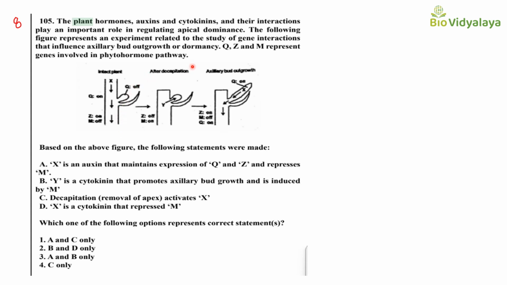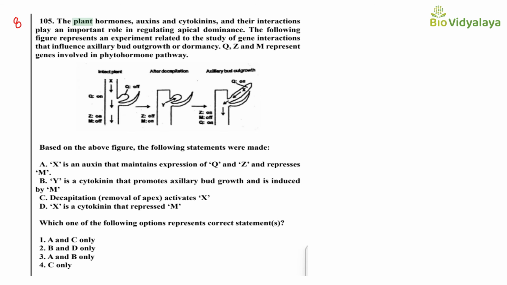After decapitation, there is no hormone X. So we can confirm that X is auxin. And here Y is there. This Y leads to the growth of axillary bud. So we can say that Y is cytokinin. So let's see the statements and confirm. Statement A: X is an auxin that maintains expression of Q and Z and represses M. Yes, this is correct. Here X is present, so Q is on and Z is also on, but M is off. So it is repressing M and it maintains the expression of Q and Z. So statement A is correct.